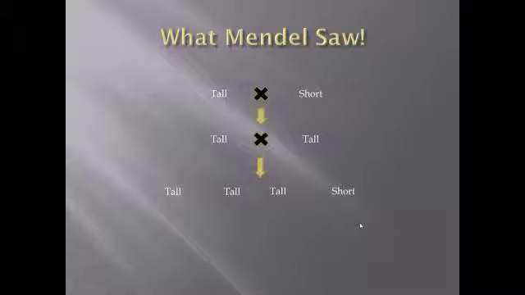Now, I couldn't get a good graphic for this, so you're going to have to pay very close attention to what happened here. What he then did was cross these tall plants and these short plants together in different combinations, and what he discovered was that these two plants right here had an allele for tall and an allele for short. He discovered this plant right here had two alleles for the tall gene. And he discovered that this plant right here had two alleles for the short gene.